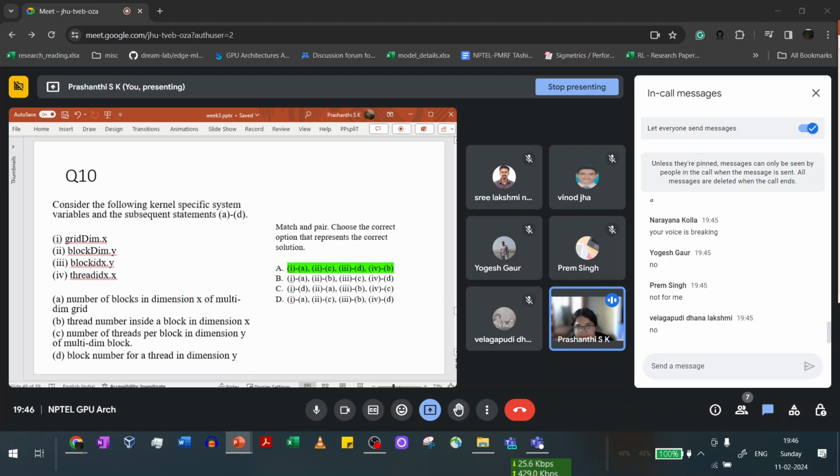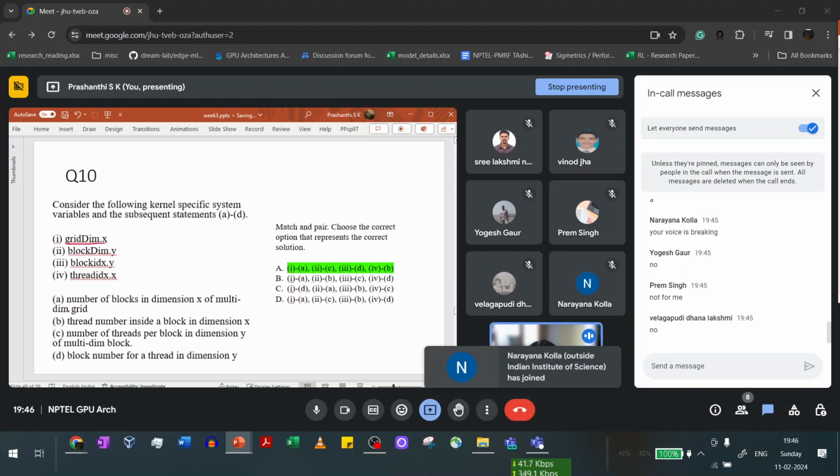Now let's start with these options. So again, gridDim.x. The options you have for it are A and D. Number of blocks in dimension x of a multi-dimensional grid is A. Block number for a thread in dimension y is incorrect. So 1 matches with A, number of blocks in the dimension x. That rules out your option C, but you still have 3 options to consider. Now let's look at 2, blockDim.y. The options you have are A, B and C. So let's look at all of them.